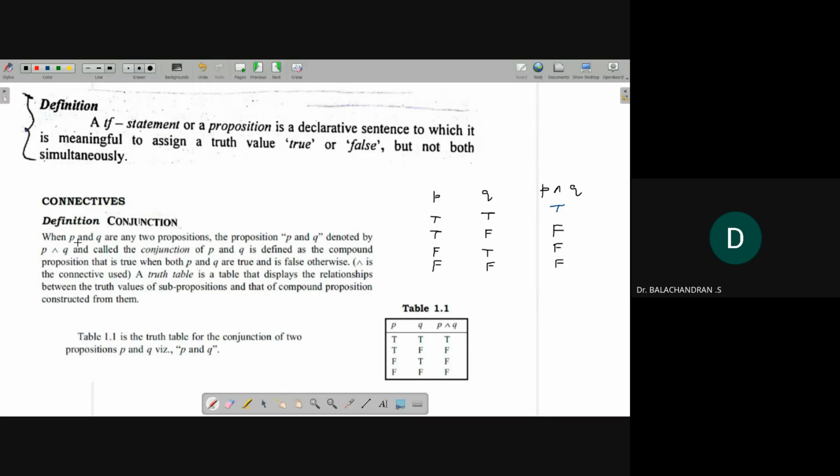Here it is given: when P and Q are two propositions, P and Q, denoted by P ∧ Q or P cap Q, is called the conjunction of P and Q. It is defined as a compound proposition that is true when both P and Q are true, and is false otherwise. For the remaining cases it is false. Here this cap is the connective used, and this is the truth table. Here you can see.